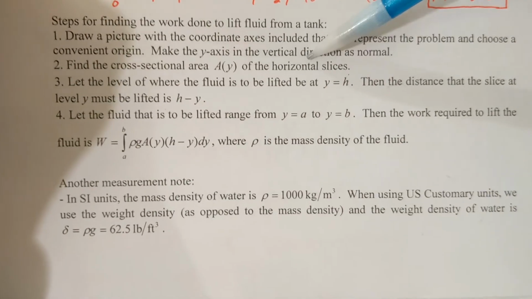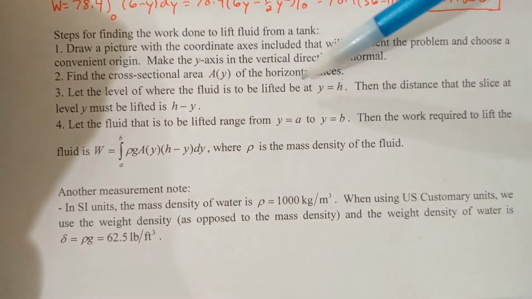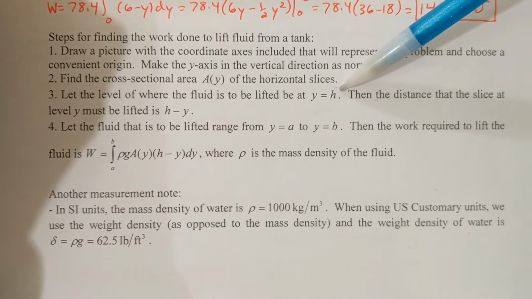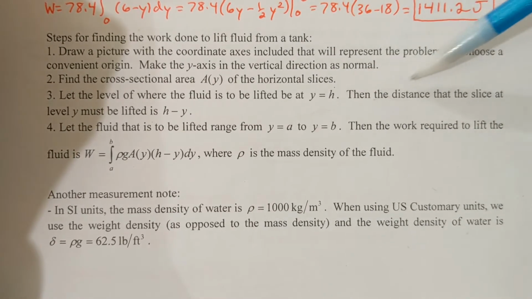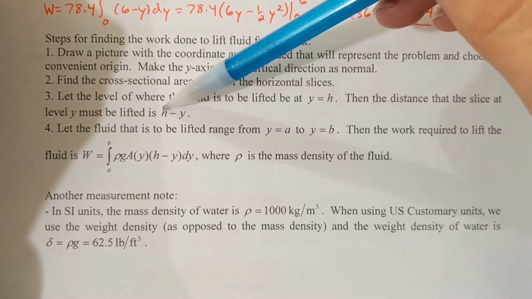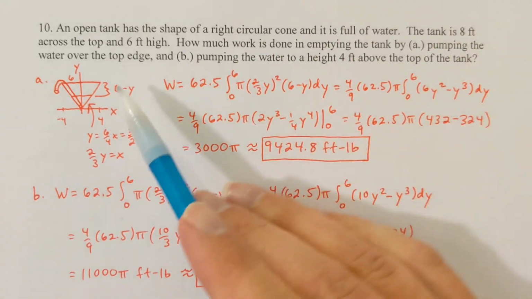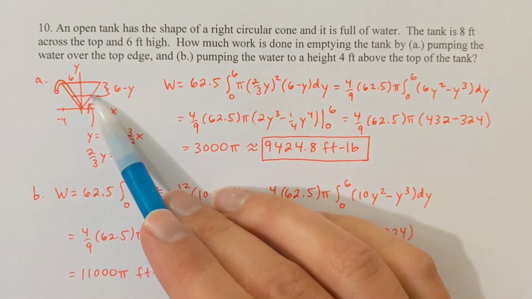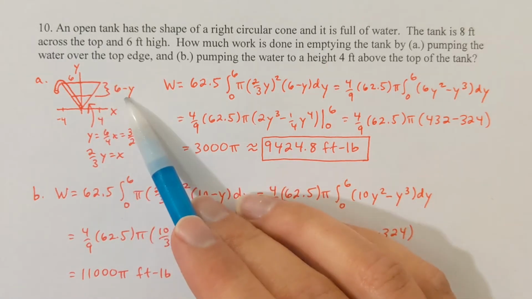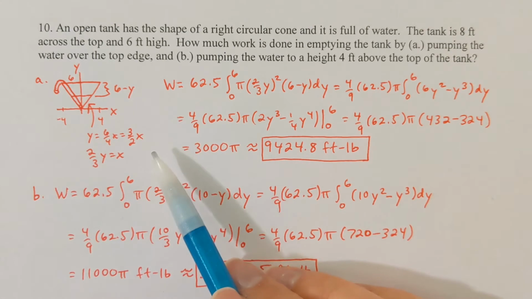Now, h is the level where the fluid that is to be lifted is what we're calling h. And so the distance that each slice has to travel is h minus y units. So in this problem, h is 6. Each circle is going to be lifted a distance of 6 minus y feet.